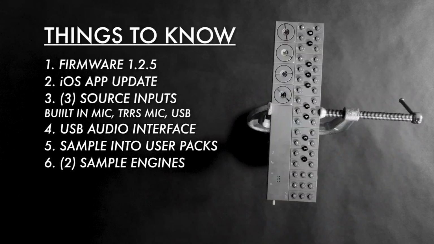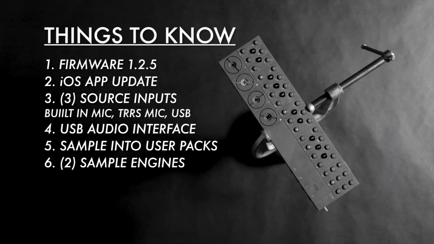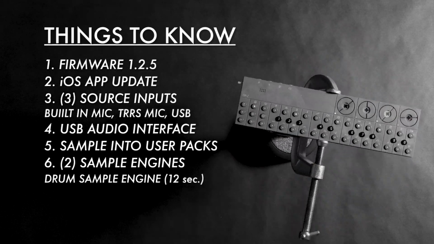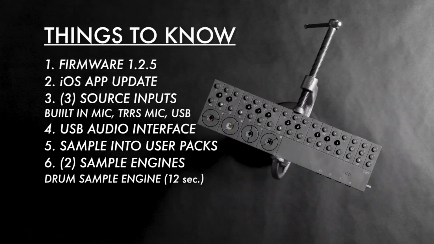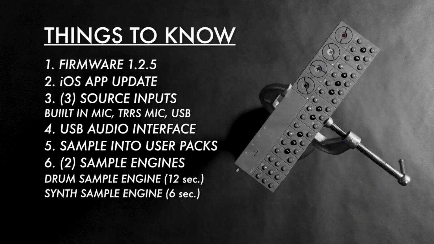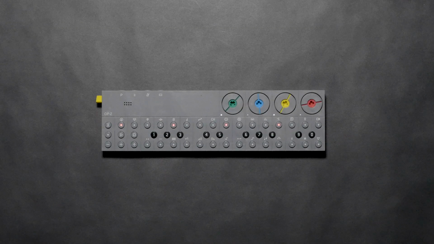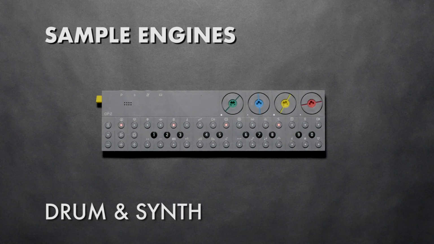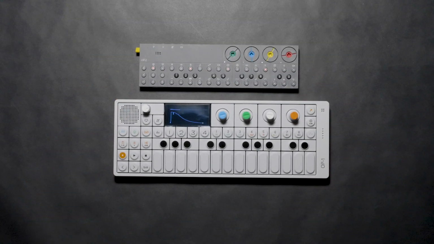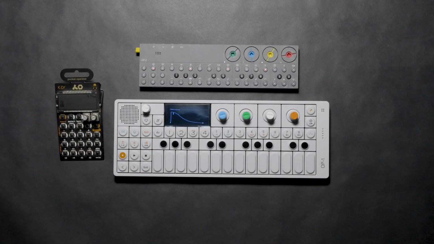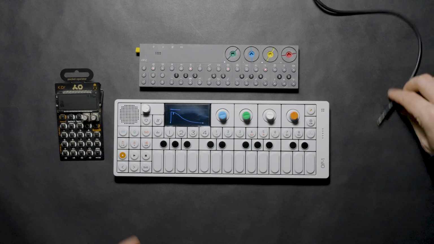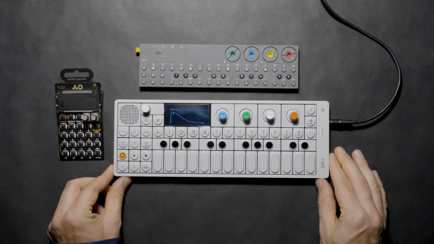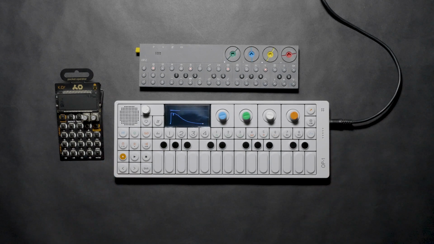And 6. There are 2 distinct sample types, or engines, on the OPZ. Drum, which has 12 seconds of sample time, and Synth, which has 6 seconds of sample time. Before we dive into this process, let's quickly explain the difference between the Synth and Drum sample engines. For those who are familiar with the OP1 and PO33, the 2 sample engines function the same way on the OPZ. And the OPZ sample features are based on that of the OP1.